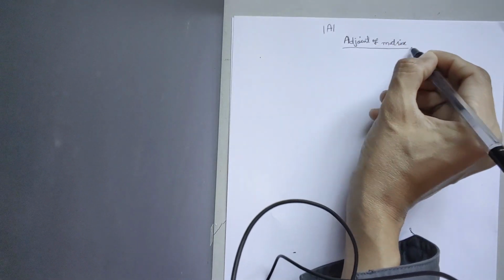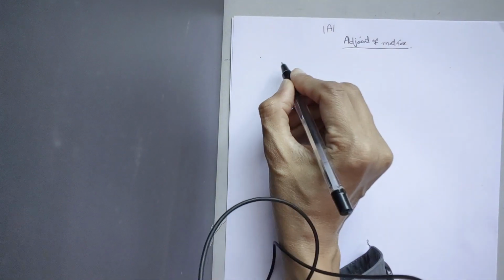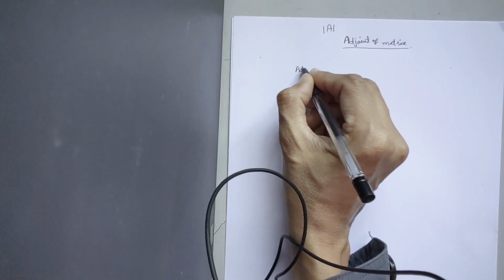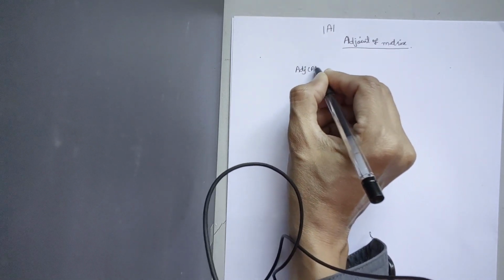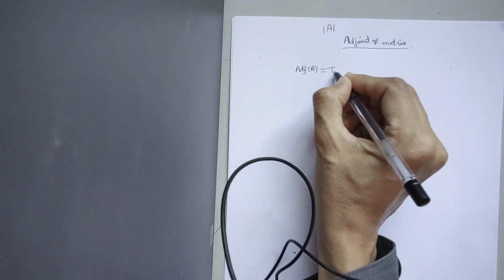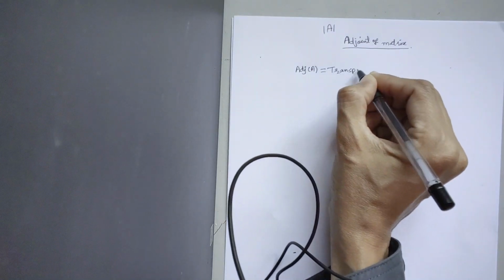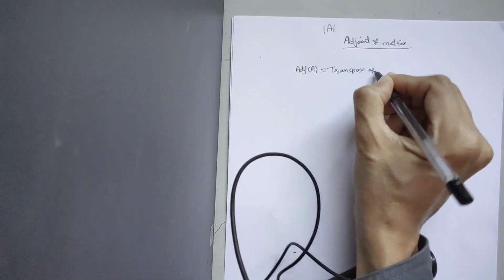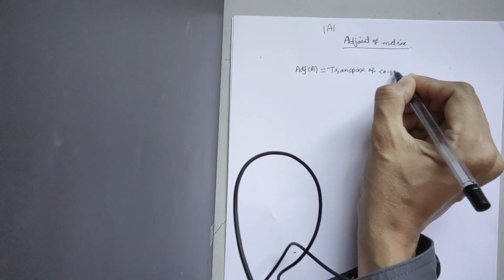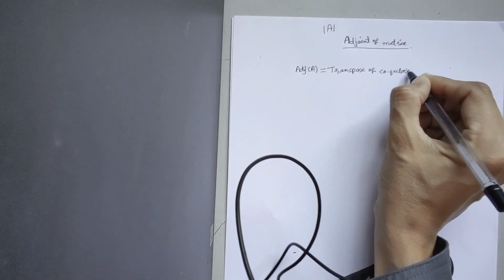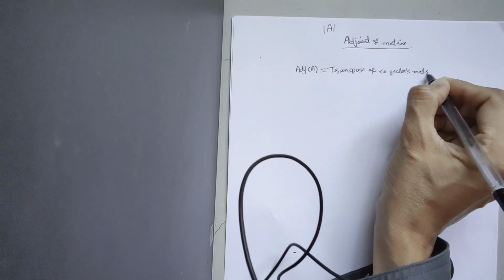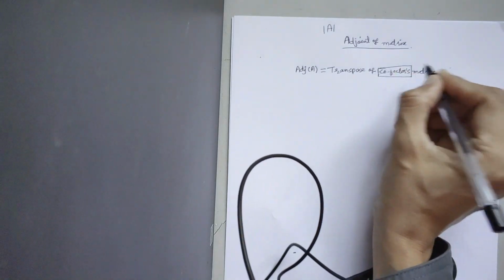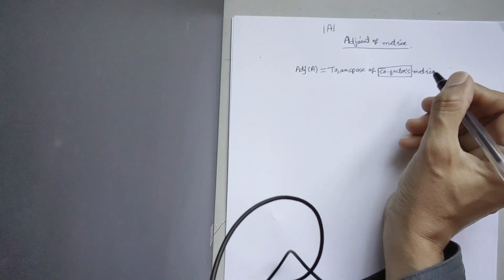So the formula for the adjoint of a matrix is very simple. Adjoint of A, which is denoted by adj A, is nothing but the transpose of the cofactors matrix. Transpose means interchanging rows with columns. Now what is this cofactors matrix? How we find the cofactor of any matrix, that we are going to learn.